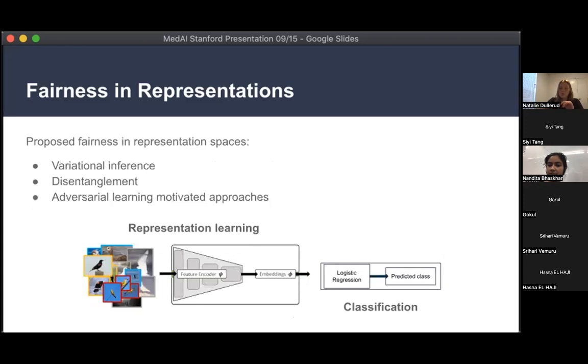And so various previous methods have nonetheless looked at fair feature extraction, feature learning, and representation learning to the end of downstream classification fairness. I've only listed a couple of categories here of proposed fairness improvements, but most literature focuses on variational inference, disentanglement, or potentially adversarial learning motivated approaches, just in order to achieve fairness in representation learning. But again, this is tested via downstream classification. So in these settings, literature has focused on optimizing approximations of mutual information between representations and sensitive attributes.